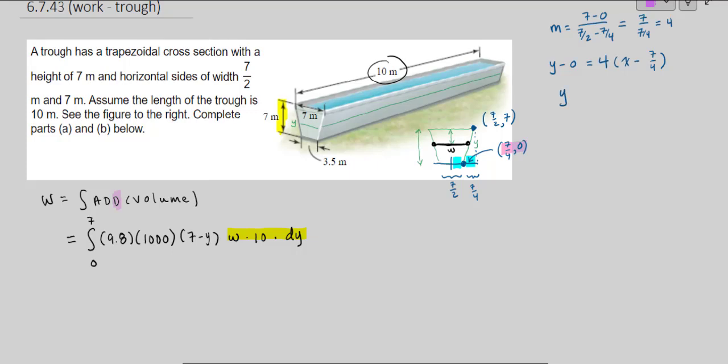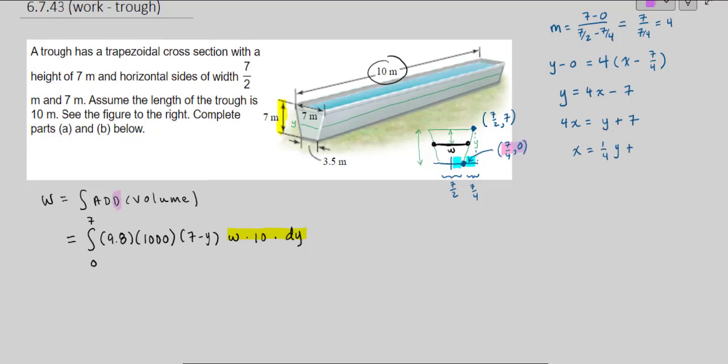So the trough will have this, the edge of the trough will have this equation. Now, that width is a horizontal distance, so we need to isolate x. We need the equation of this line to be rewritten in a way that it is generating horizontal distances.